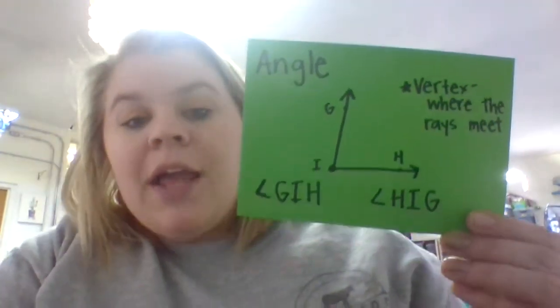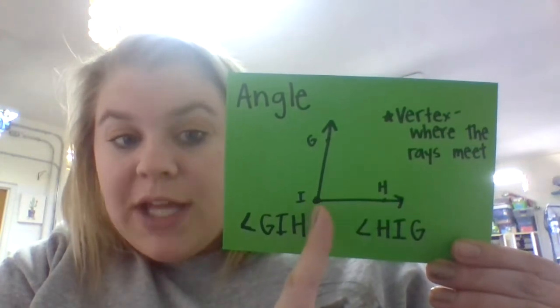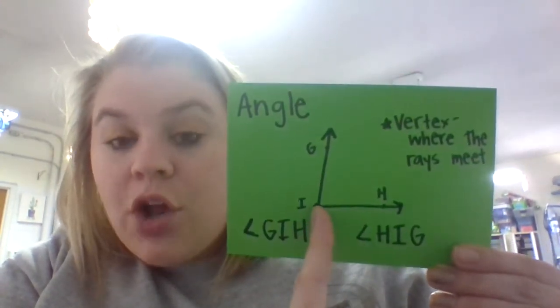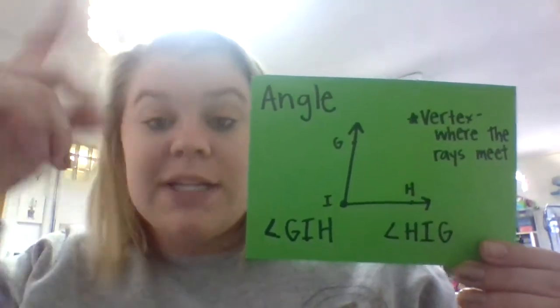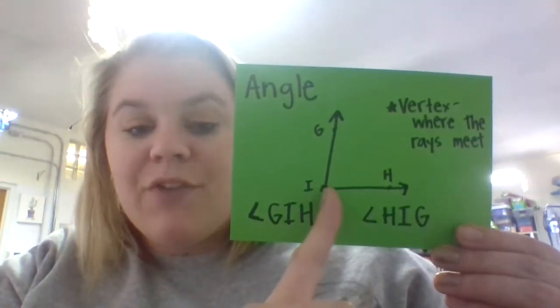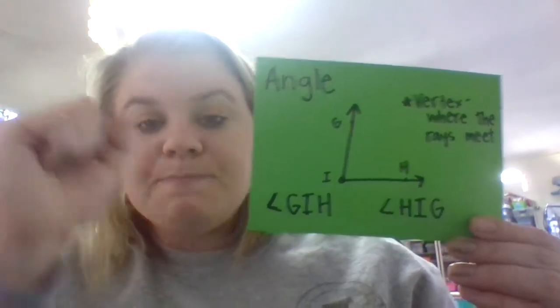Then we're going to talk about angles. So angles are two rays that have a common endpoint. This common endpoint is called the vertex. So angles have a common endpoint. It's two rays that are joined at a vertex. They share that point where they no longer move.